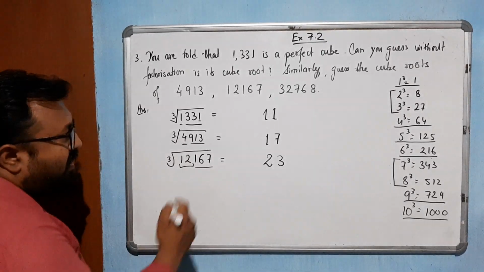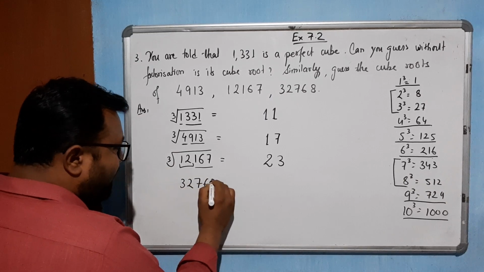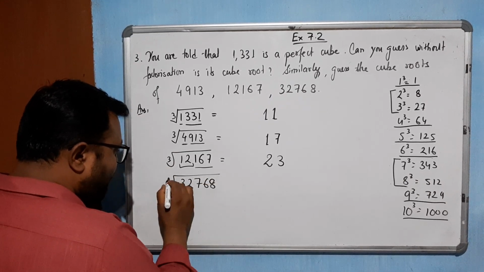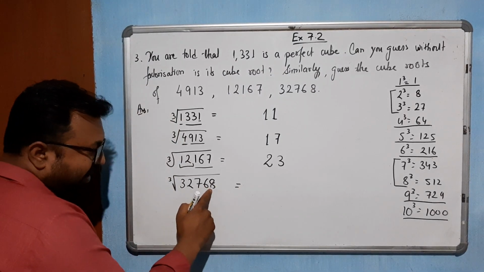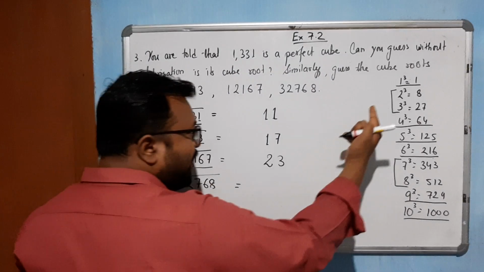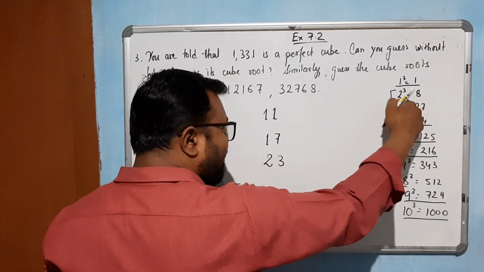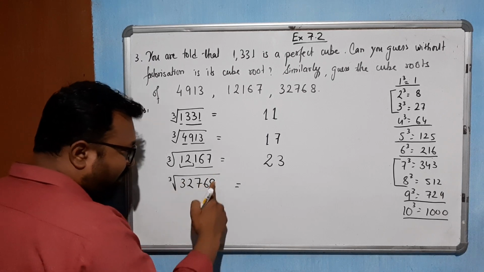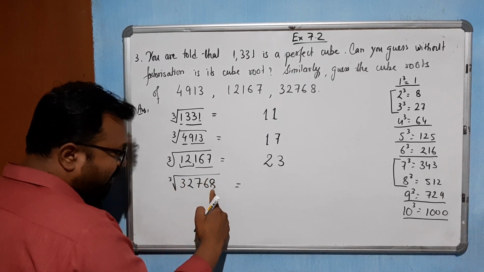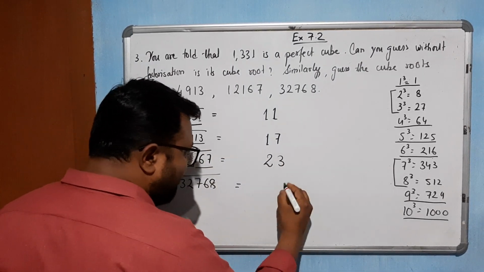Now come to the last part of this one. 32768. Cube root of this one. Okay, see here. 8 is related to 2. It means the cube of 2 ends with 8. The cube root of 8 ends with 2. So the cube root of a number having 8 in the unit digit will always end with a result whose unit digit will be 2.